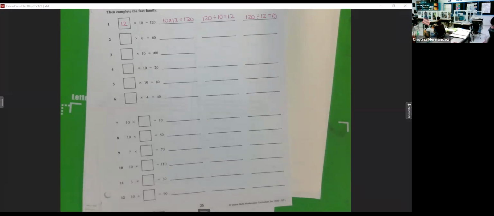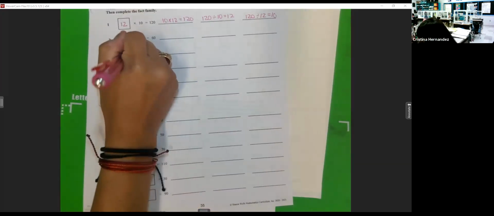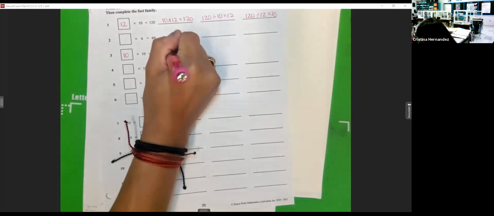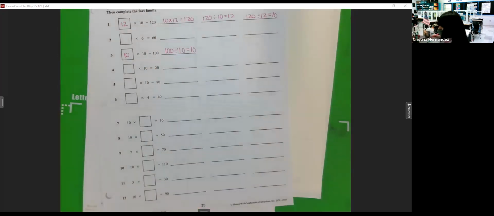Miss, what do we do if it only has one? You would just divide it now because it's the fact family. So you'd put 10 times 10, because it's the same thing. You don't need to repeat it. And then 100 divided by 10 equals 10. It's the only one you have like that.